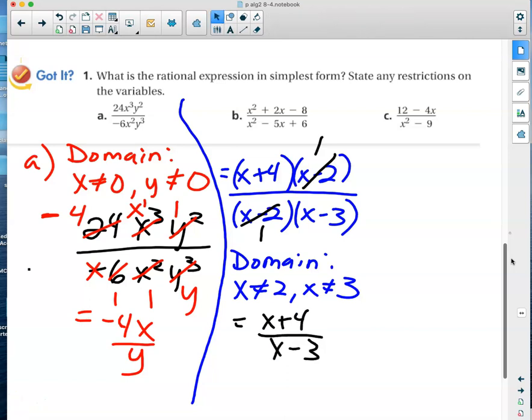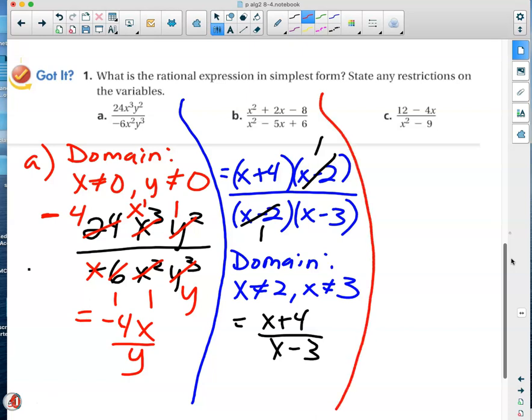Anything else we can cancel? X plus 4 over x minus 3? Done. And we definitely told them about the domain, so it's good. So right now all we're doing is simplifying, because this is one fraction and we're trying to see what can be broken down. Alrighty. C looks different.